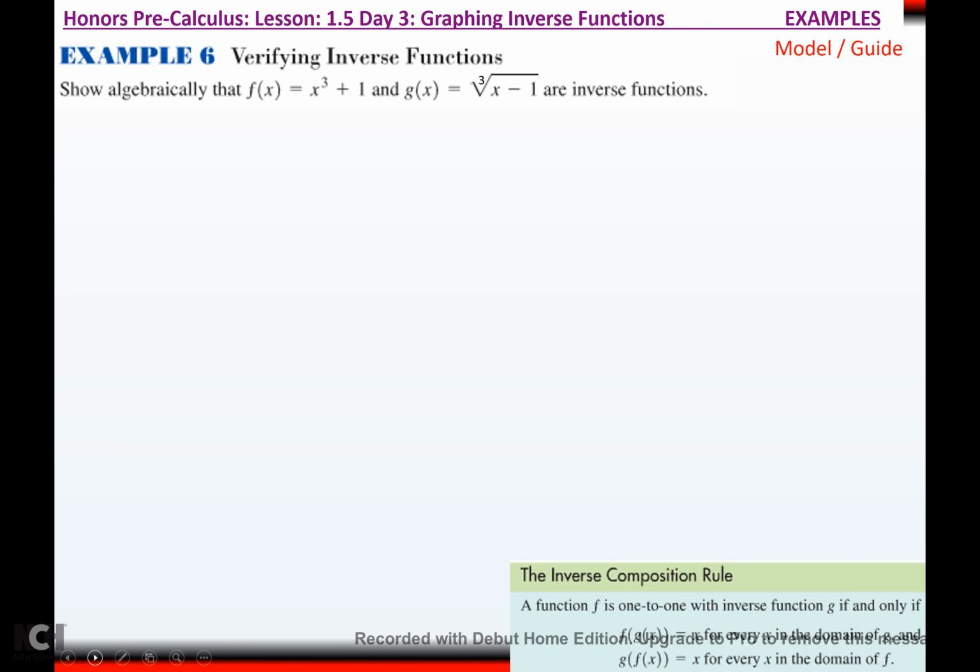So it says show algebraically that f and g are inverse functions. To show that they are inverse functions, we have to find f of g of x, and we have to find g of f of x. And if they both come out to be x, then we got it.